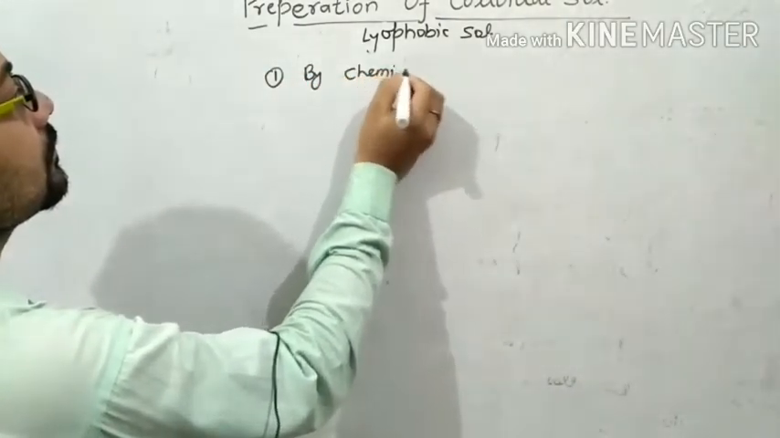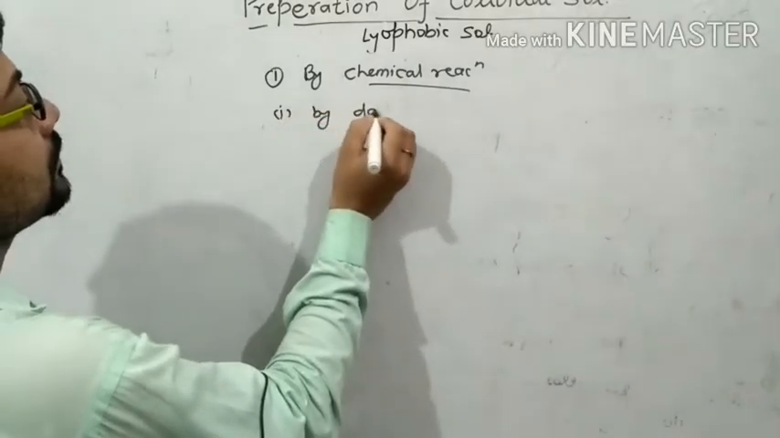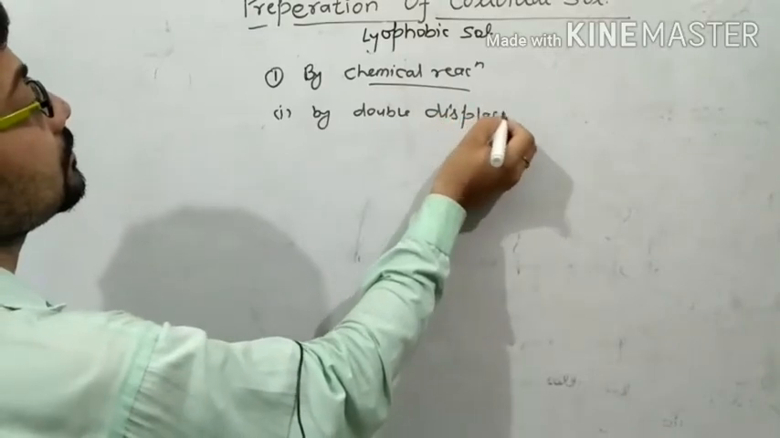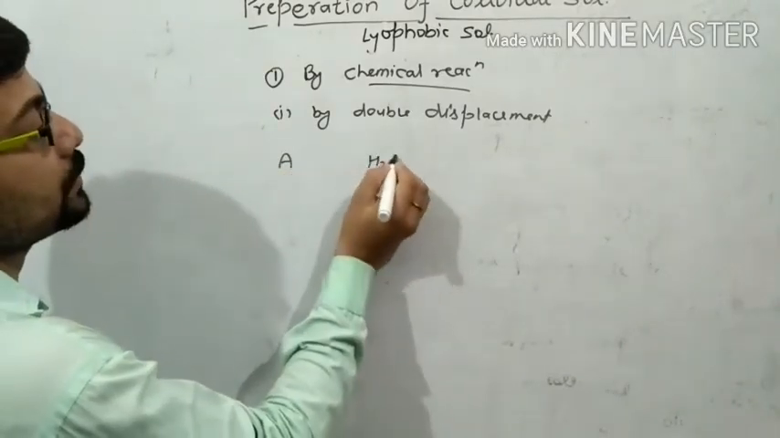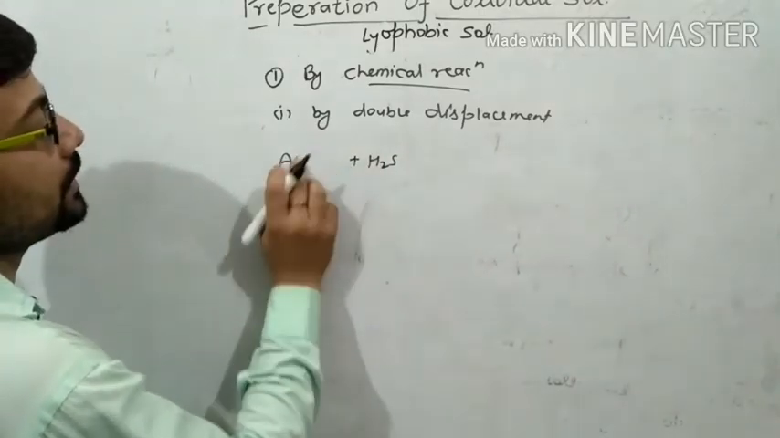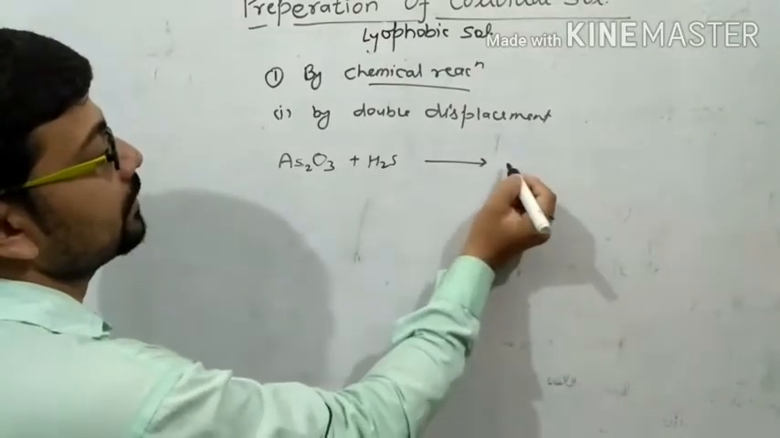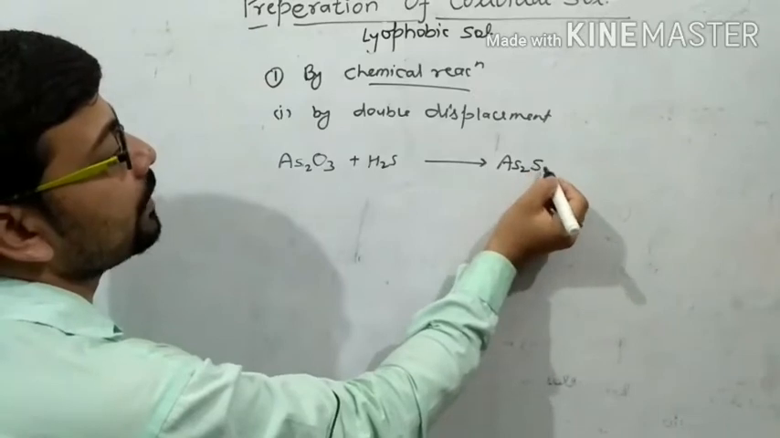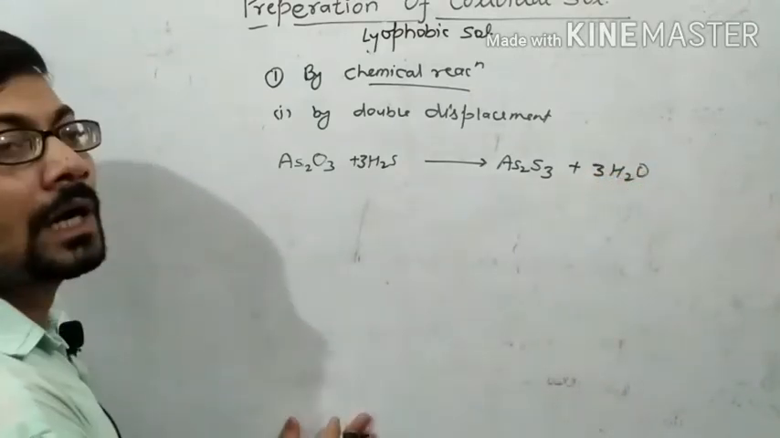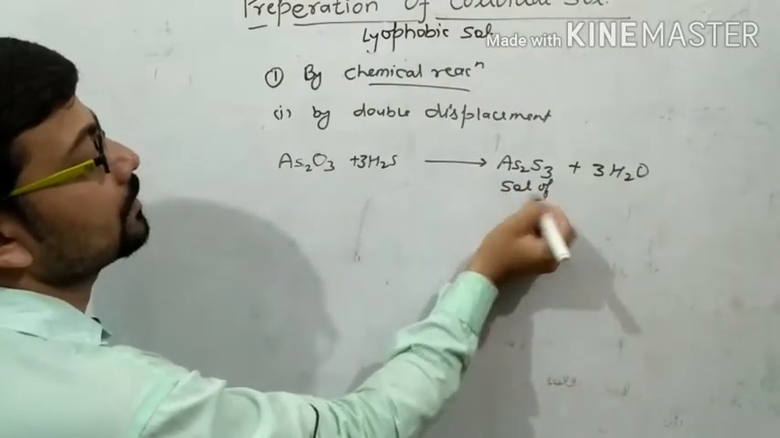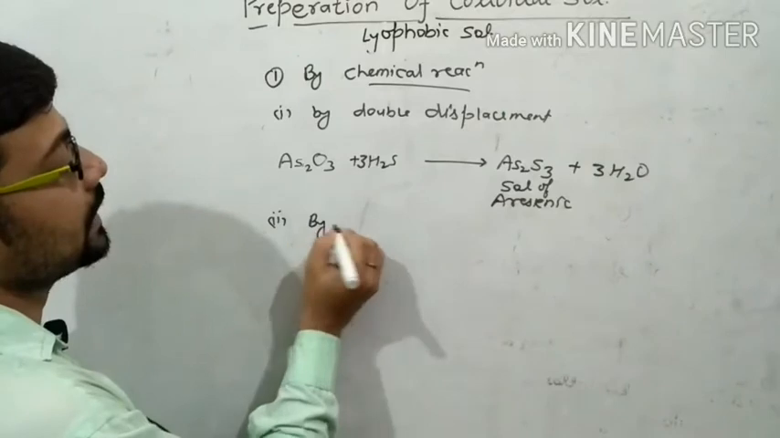by chemical reaction. Number one, by double decomposition reaction. When we pass hydrogen sulfide gas, H2S gas, in arsenious oxide, then a colloidal sol of arsenic sulfide is formed. Arsenic sulfide is formed. This is the sol of arsenic, right?